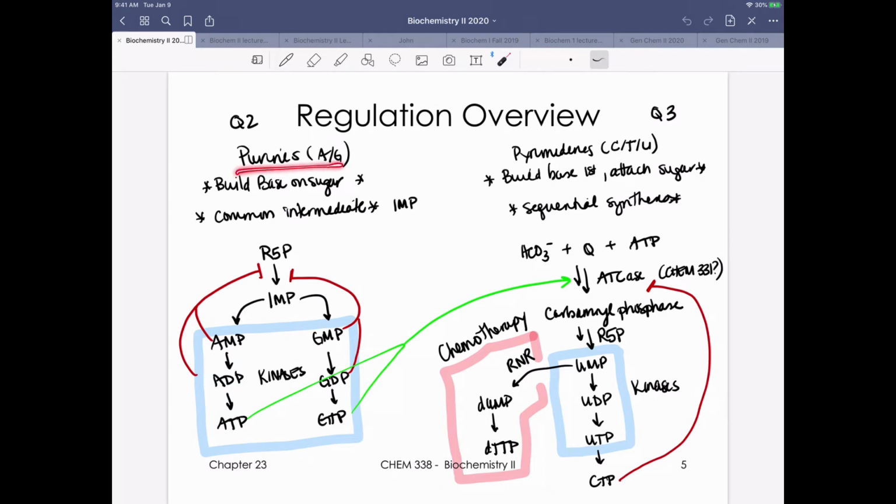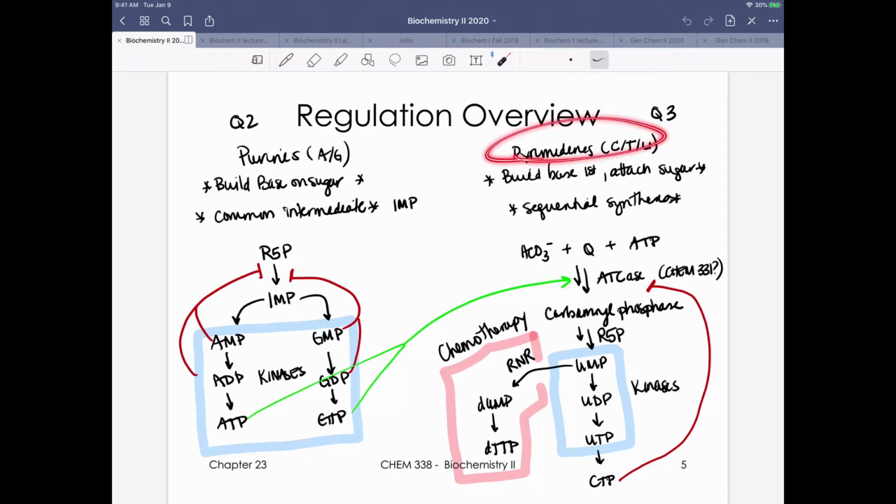So again, purines, just to summarize, we build the base on the sugar, we get to a common intermediate that is related to both A and G, and then we bifurcate this pathway to synthesize either A or G. What's important about this pathway is whether we've got AMP or GMP or the ADP or GTP flavors of this, all of these feed back to inhibit this synthesis. Again, if we've got plenty of these nucleotides around, we don't need to continue to manufacture them.